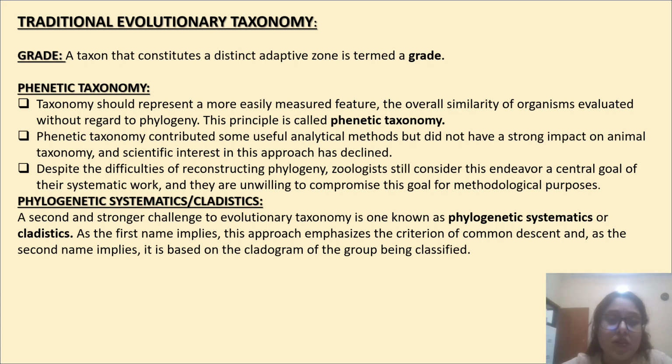Despite the difficulties of reconstructing phylogeny, zoologists still consider this endeavor a central goal of their systematic work, and they are unwilling to compromise this goal for methodological purposes. Next, phylogenetic systematics or cladistics. A second and stronger challenge to evolutionary taxonomy is one known as phylogenetic systematics or cladistics. As the first name implies, the approach emphasizes the criterion of common descent. And as the second name implies, it is based on the cladogram of the group being classified.